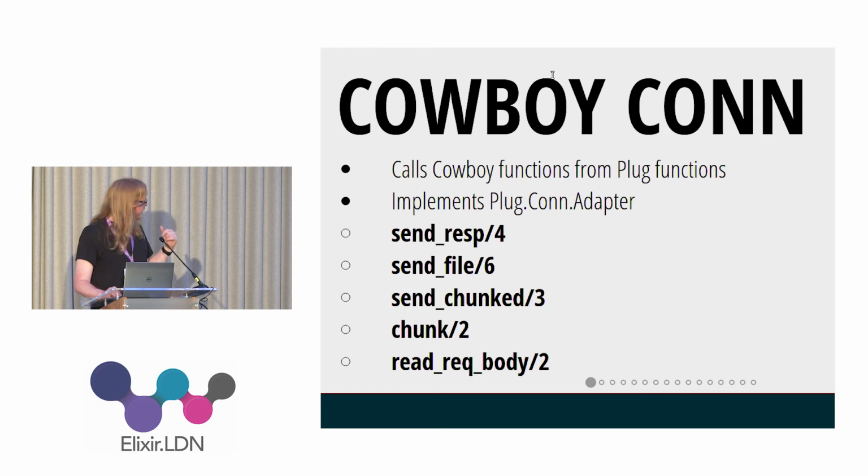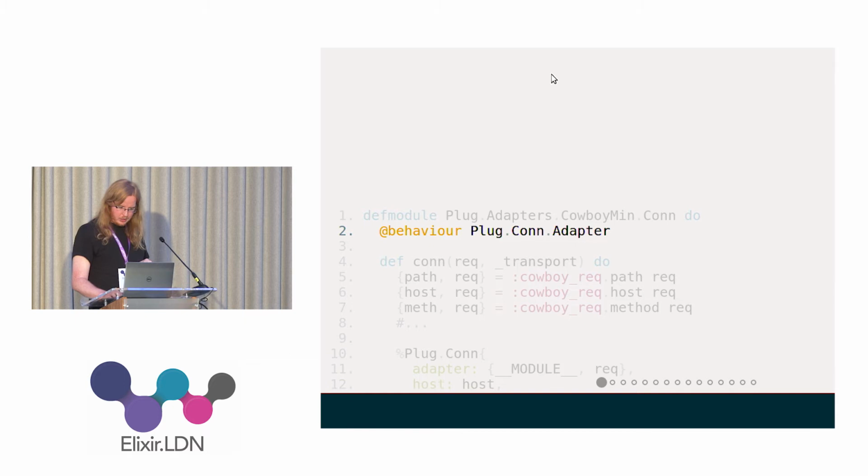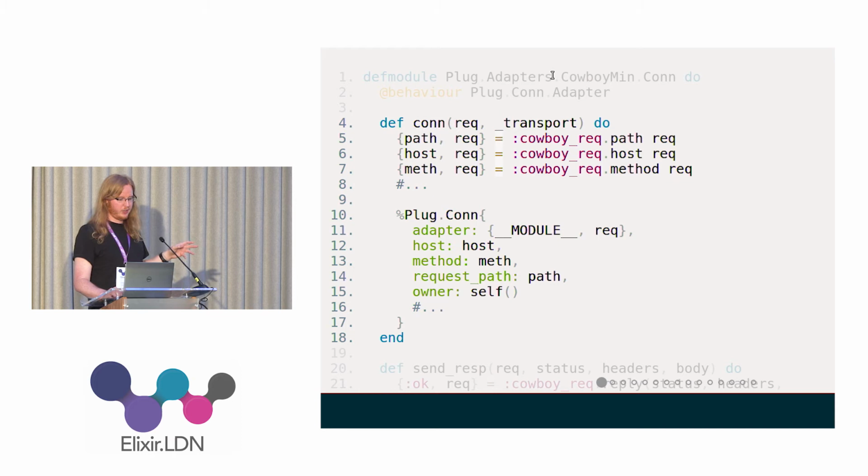So I don't have to spend ages on this because we've seen most of the code. It implements the plug-con adapter behavior. Then this is the con function, which is the first thing it's called. This is what I did when I fetched the method using Cowboy, so I'm doing the same thing, just a few more times with other parts like path and the host. There are more, but I've commented them out for the sake of the slide. But this returns a plug.construct with all these things available to you. And you'll see in there is the adapter, and it specifies the module and the request. And that's relevant for the callbacks.